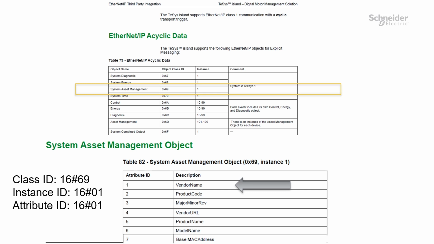In this demo, I'm going to be reading the vendor name attribute off of the TeSys Island. In the TeSys Island third-party integration manual on page 69, you can find all the objects that are supported for Ethernet IP explicit messaging. The vendor name attribute I'm interested in is under System Asset Management, where the class ID for this object is 69, instance ID is 1, and attribute ID is 1.